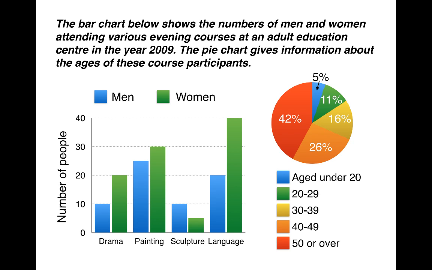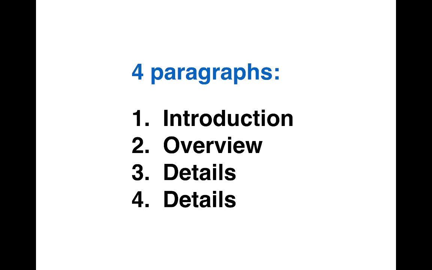So very different information. Looking at the bar chart, you can see there's men and women and it's numbers of people on those 4 different courses. The pie chart doesn't show men and women and it doesn't show the 4 courses. It only shows the ages, different age groups. So very different. We have to describe these 2 charts separately. Let's do our normal 4 paragraph structure: introduction, overview and 2 paragraphs of details.